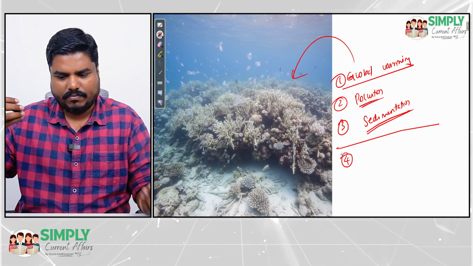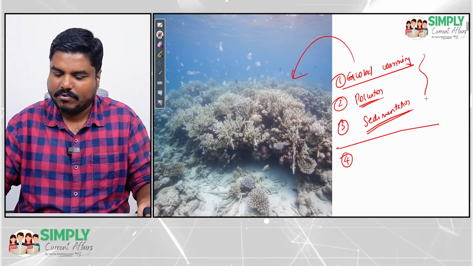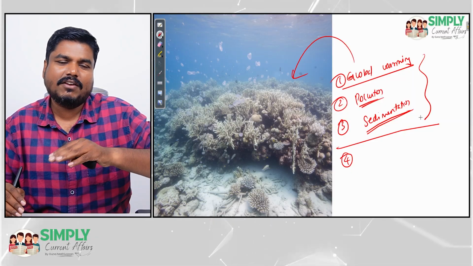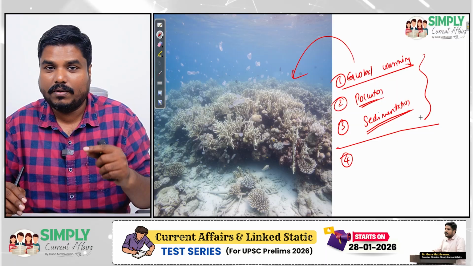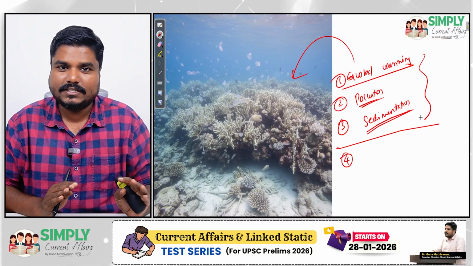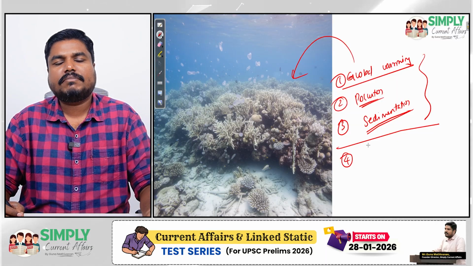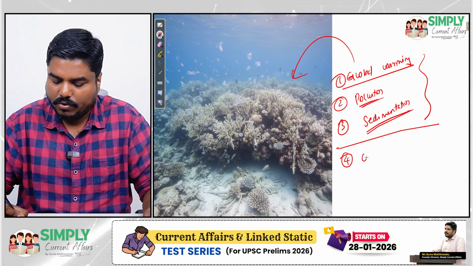These three are important reasons. There are some more reasons which may not be directly attributed to coral bleaching, but that affect corals in general. What are those? For example, take ocean acidification.